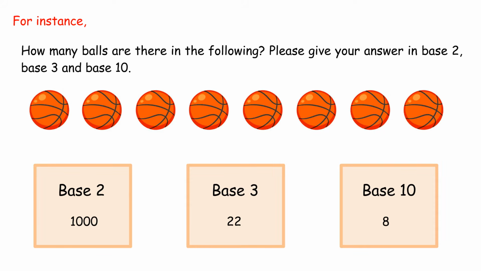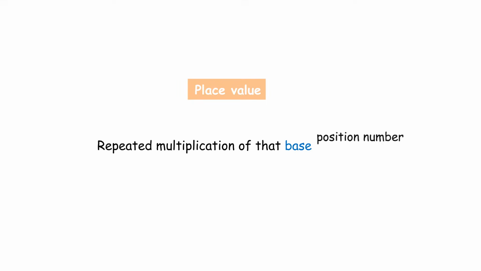Therefore, the number of balls is 1000 in base 2, 22 in base 3, and 8 in base 10. The place values of a base are the repeated multiplication of that base, raised to the power of the position number.